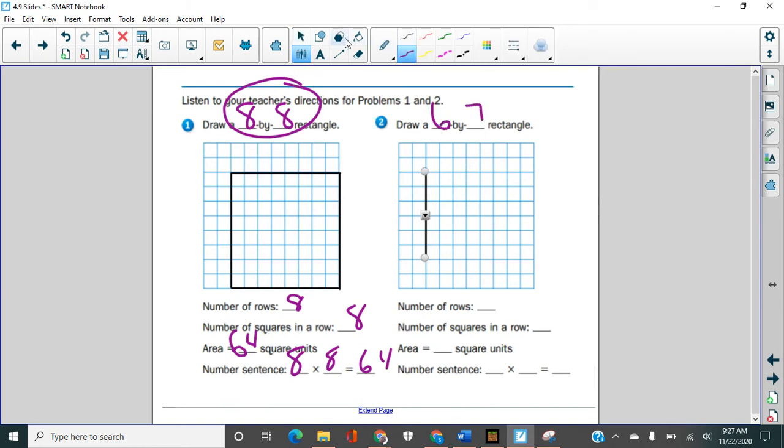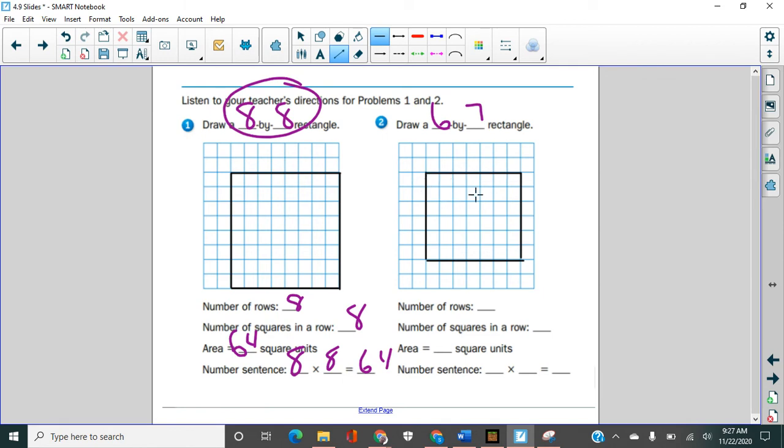6 by 7. And now 7 across. 1, 2, 3, 4, 5, 6. Whoa, too far. 7. And then we just match the other ones for the other two sides, right? Because they have to match because they're all rectangles. Opposite sides are congruent. That means they're the same. There's our rectangle.